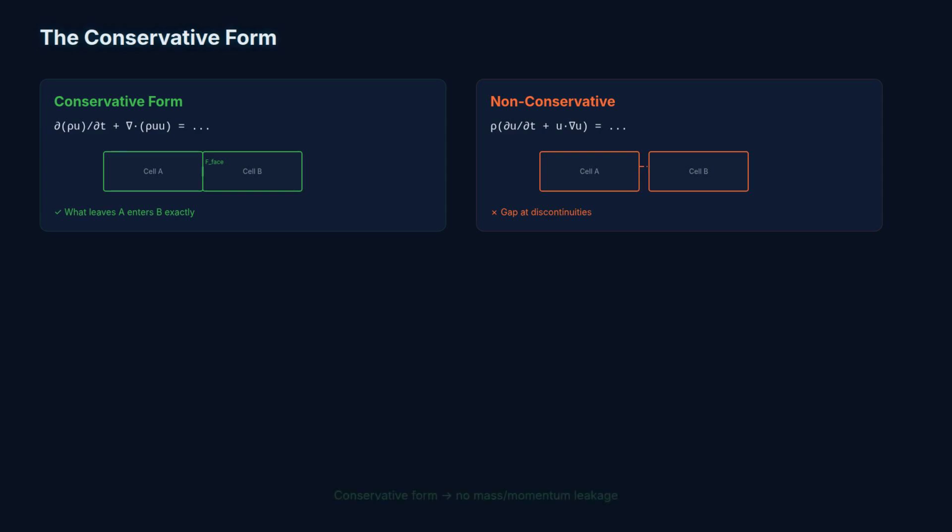Non-conservative form uses the material derivative, mathematically equivalent for smooth flows, but at discontinuities, shocks, contact surfaces, the non-conservative form can produce wrong shock speeds and incorrect jump conditions. For CFD, always use the conservative form. It guarantees that the discrete equations respect the same conservation principles as the continuous ones.